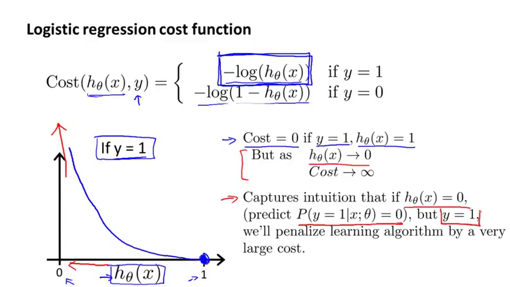But if it turns out that the patient's tumor actually is malignant, so if y is equal to 1, even after we told them that the probability of it happening is 0, so it's absolutely impossible for it to be malignant, then if we told them this with that level of certainty and we turn out to be wrong, we penalize the learning algorithm with a very, very large cost. And that's captured by having this cost go to infinity if y equals 1 and h of x approaches 0. This slide considered the case of y equals 1. Let's look at what the cost function looks like for y equals 0.